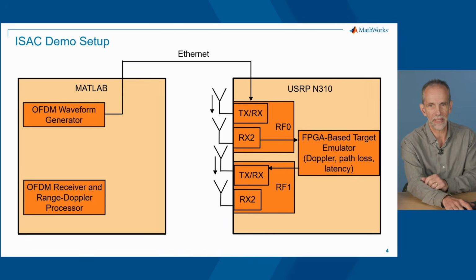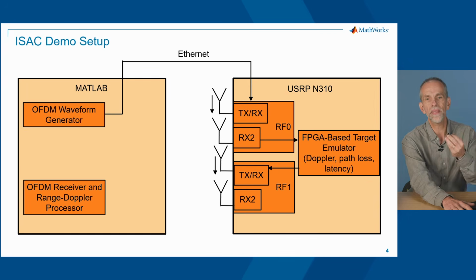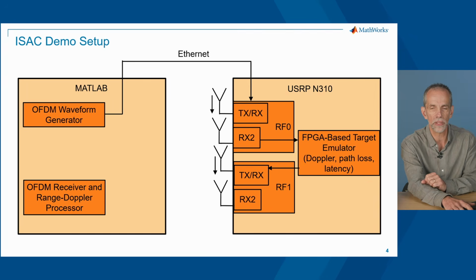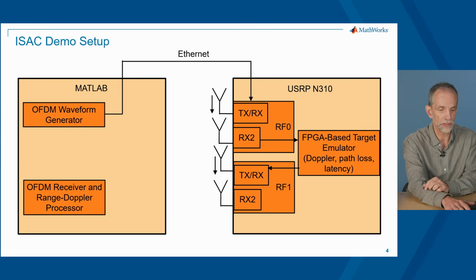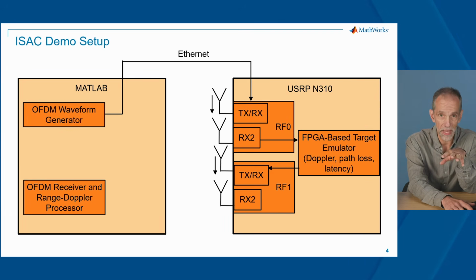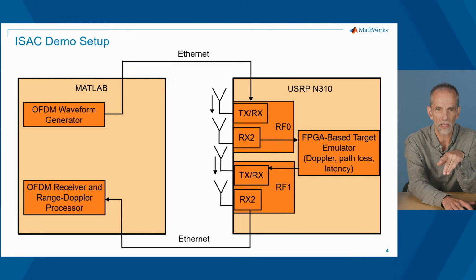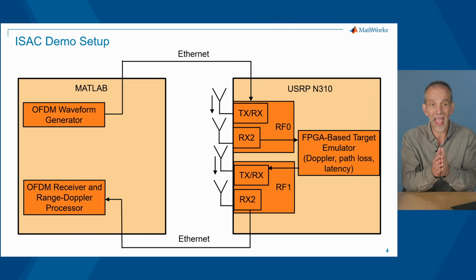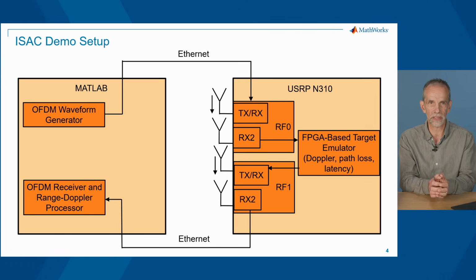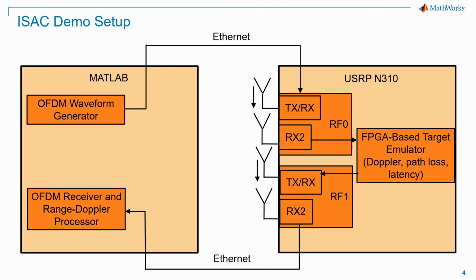And then finally, that RX2 at the very bottom emulates the UE, the user equipment that is going to do the communications processing. However, in this demo, it is actually done in MATLAB. So we go from the radio once more, again over Ethernet, to where we have OFDM receiver and range Doppler processing. From here, we can go to MATLAB.